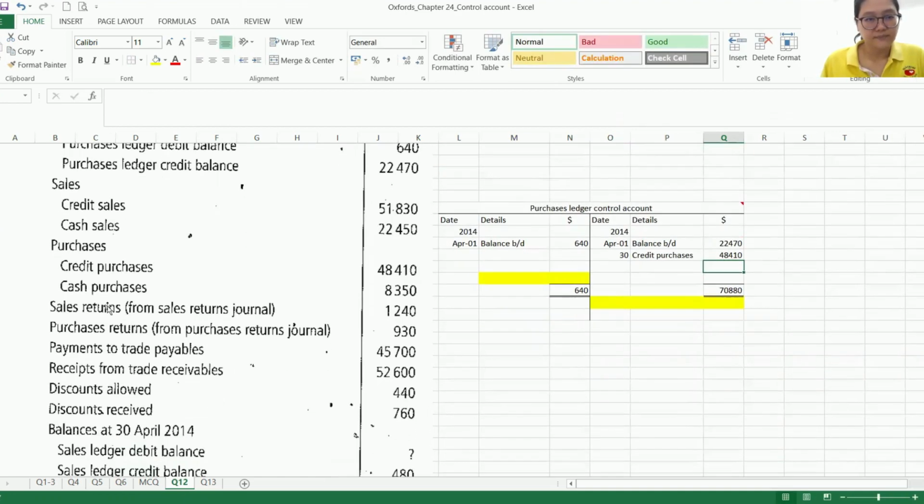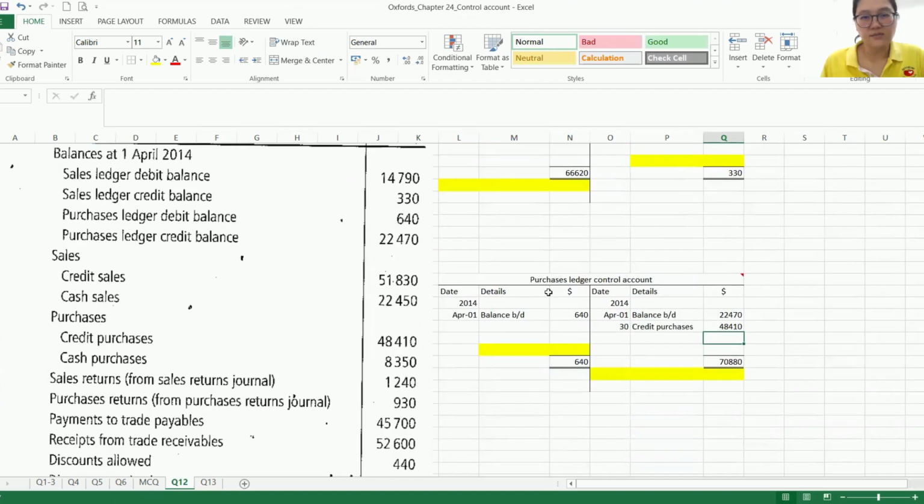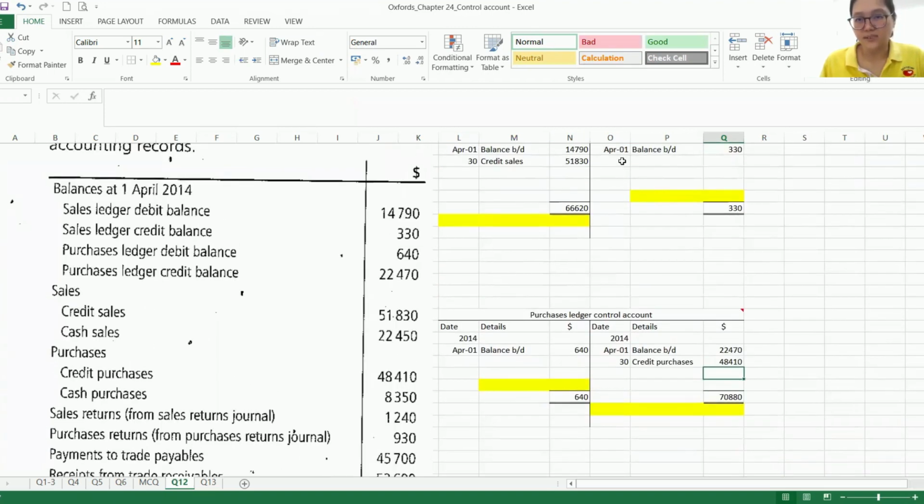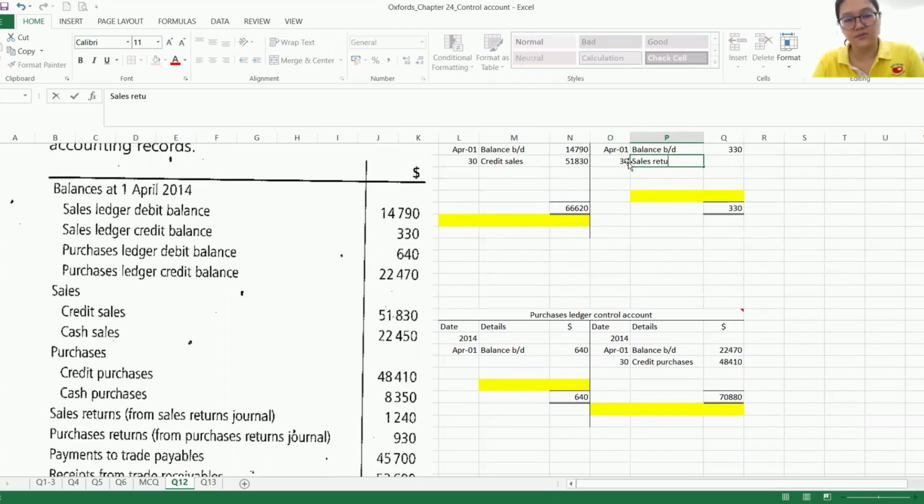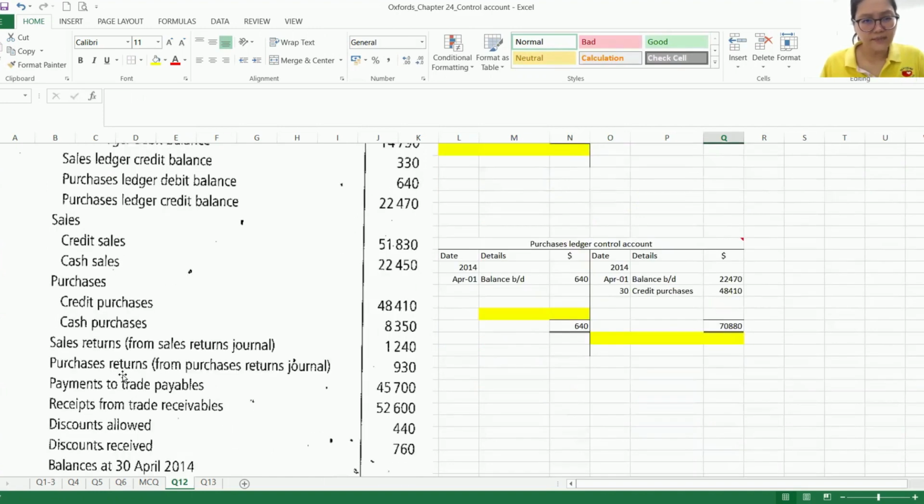Next is sales return. This sales return is opposite to the sales, so it should be on the credit side, sales return. The amount is 1240. Next is purchases return. Purchases return is always opposite to the purchases. So purchases return, okay, the amount is 930.